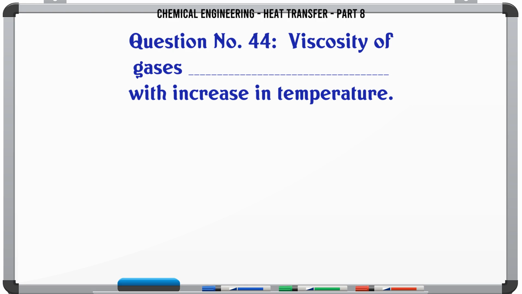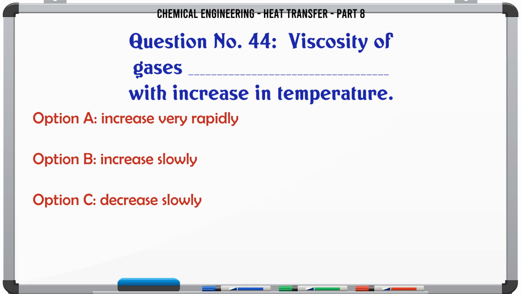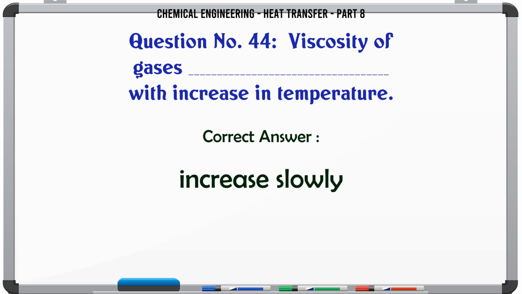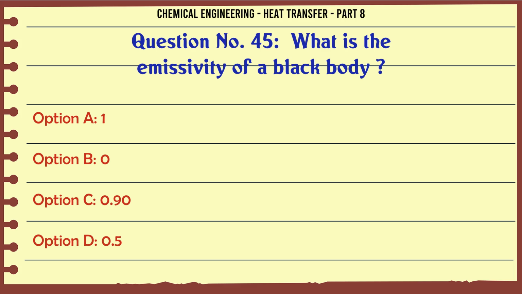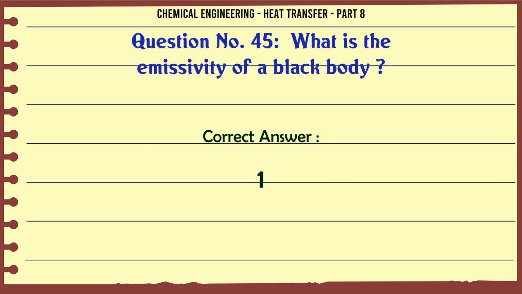Viscosity of gases with increase in temperature: A. Increases very rapidly, B. Increases slowly, C. Decreases slowly, D. Remains unaffected. The correct answer is increases slowly. What is the emissivity of a black body? A. 1, B. 0, C. 0.90, D. 0.5. The correct answer is 1.